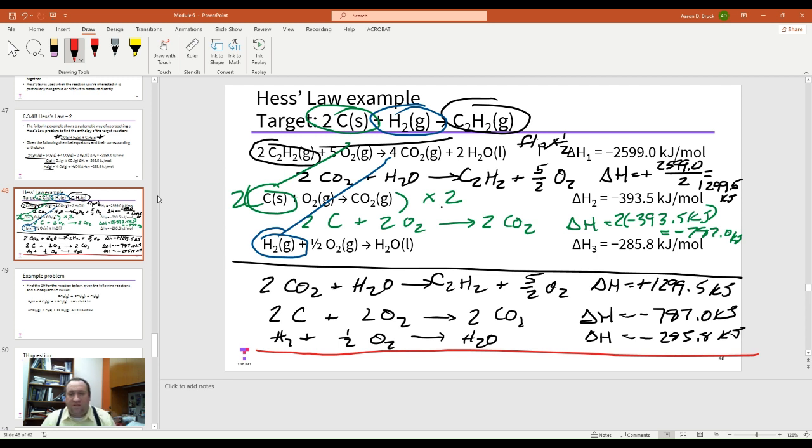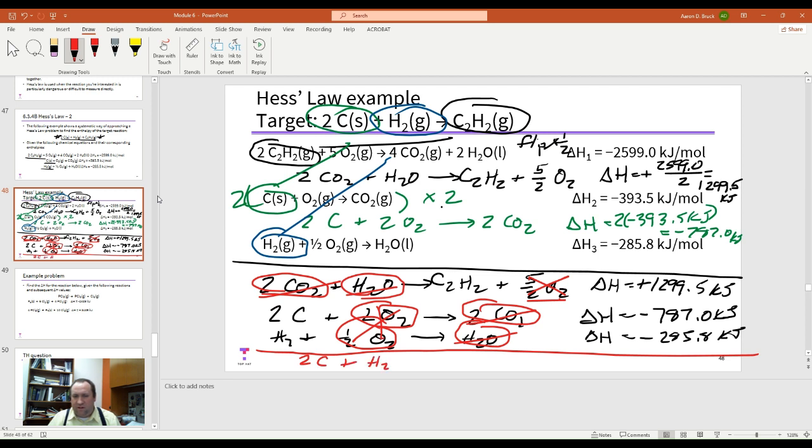Now, if I put them all together, anything that is common on both sides gets canceled out. I notice that I've got 2 carbon dioxides here and 2 on this side, so they cancel. I've got water over here and over here. It cancels. And I've got 5 halves oxygen here, which if I add 2, which is the same as 2.5. If I add this 2 plus that half, there's my 2.5 oxygens. All that's left over are the carbons, the hydrogens, and the acetylene, which is exactly what I was trying to make in the first place.